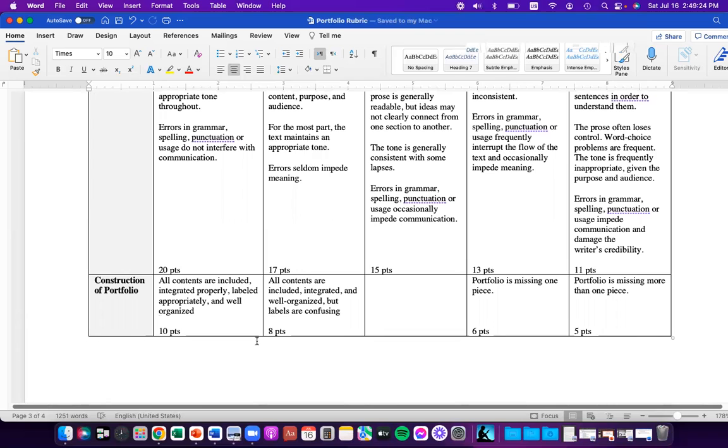So just keep in mind making sure you stick with an academic tone, using strong language, bold, mature language. And then, of course, the last 10 points are how you've constructed this portfolio altogether. Have you submitted all three documents? Have you labeled all three documents? Have you used them and cited them in your reflective essay as well? If in your reflective essay you decide to look at your rhetorical analysis and your causal argument, make sure that you actually talk about those two essays in your reflective essay.